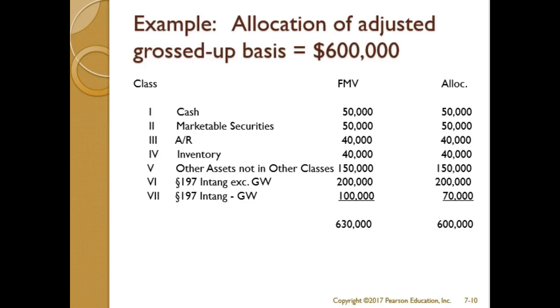So here's the example. You're going to allocate new basis over the 7 classes of assets, which are cash, securities, accounts receivable, inventory, other assets, Section 197 intangibles, and Section 197 intangibles for goodwill. GW is goodwill. All right.